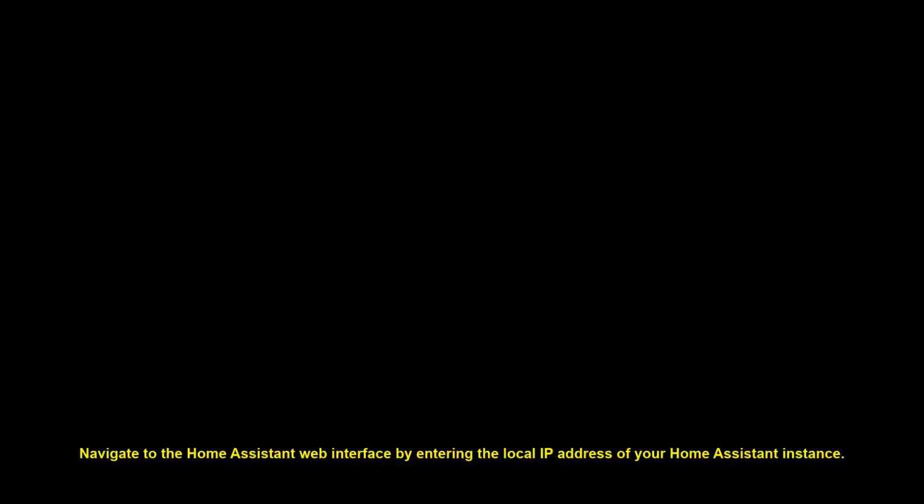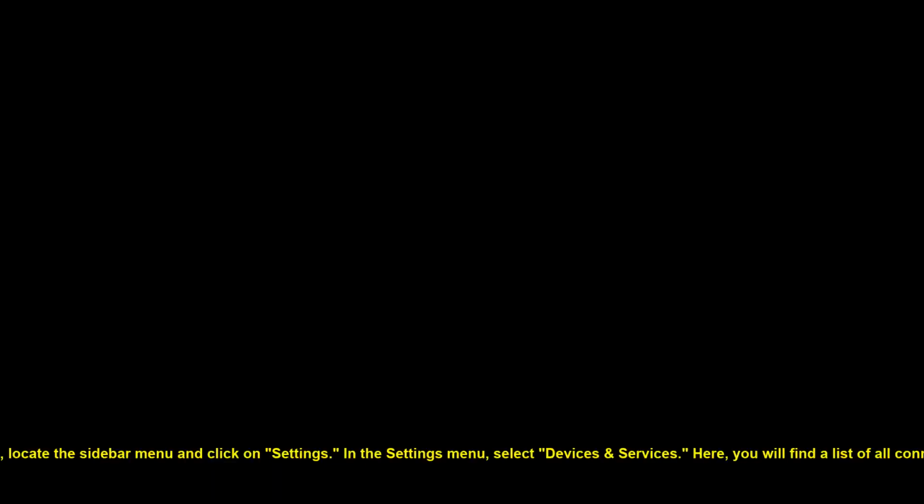Begin by opening your preferred web browser. Navigate to the Home Assistant web interface by entering the local IP address of your Home Assistant instance. Log in with your credentials if prompted. Once logged in, locate the sidebar menu and click on Settings. In the Settings menu, select Devices and Services.